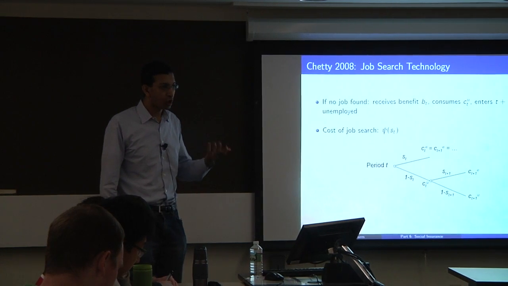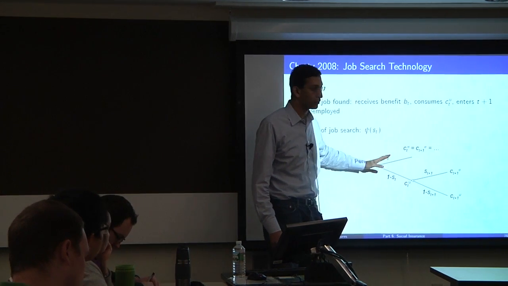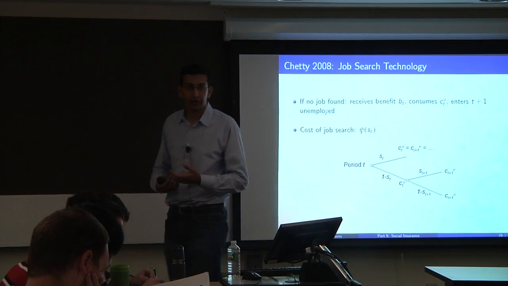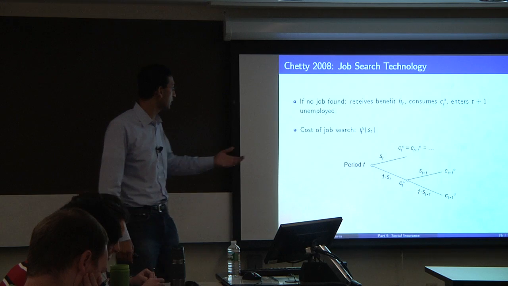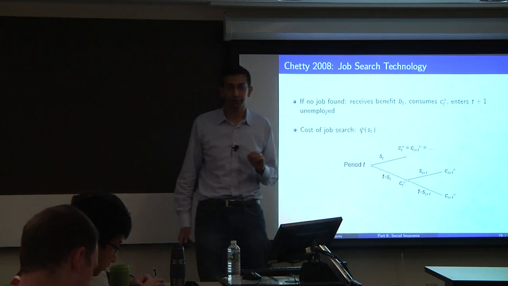Now, there's a cost of setting S_T very high. I mean, what you'd like to do is maximize the probability you go down this branch, but there's a cost of search. And so we call that psi of S_T a convex function, just like in the Bailey setup, right?